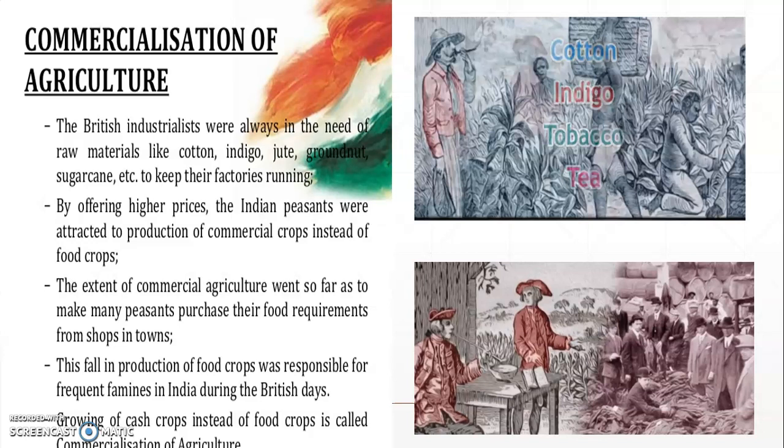The extent of commercial agriculture went so far as to make many peasants purchase their food requirements from shops in town. This fall in production of food crops was responsible for the frequent famines in India during the British days. Growing cash crops instead of food crops is called commercialization of agriculture. So the British government started giving more encouragement to cash crops like cotton, indigo, tobacco, tea, and the process of stressing the cultivation of profit-giving cash crops instead of food grain came to be known as commercialization of crops.